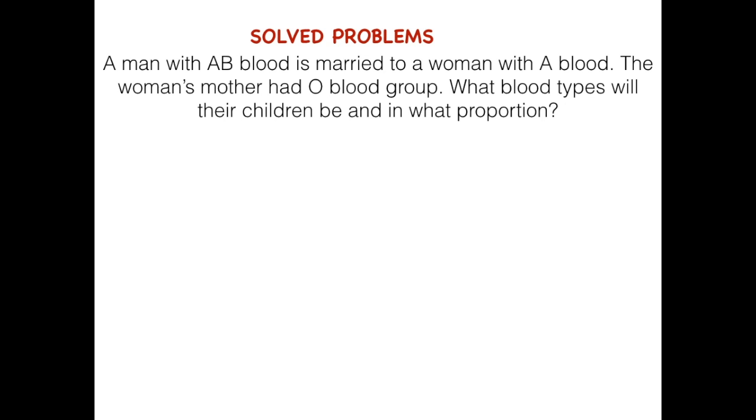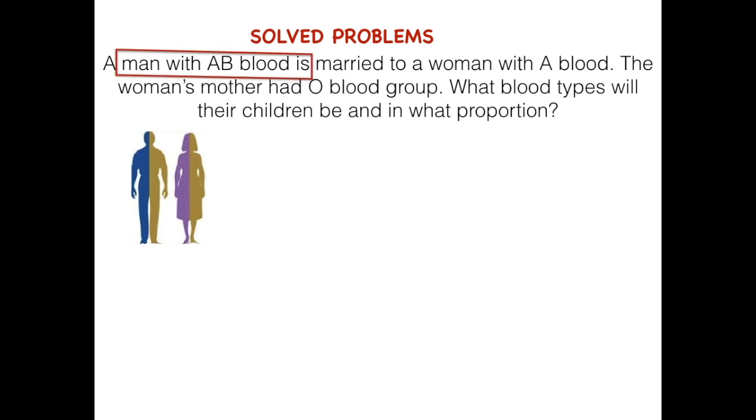Again, the moment you see a problem like that, start analyzing. The man has the AB blood type. So again, there's the man and the woman. Now we know that it's a codominant allele, right? So the man with AB is very easy to figure out. This person will have IA and IB. There can be no other combination because these two alleles are codominant. So it's easy to figure out the man's genotype.